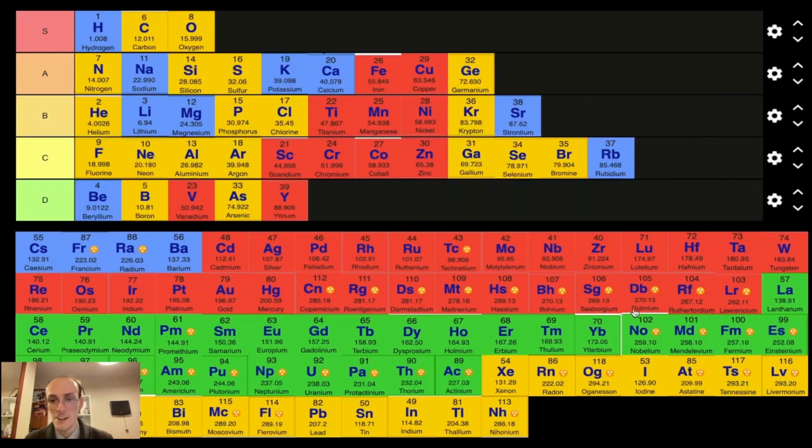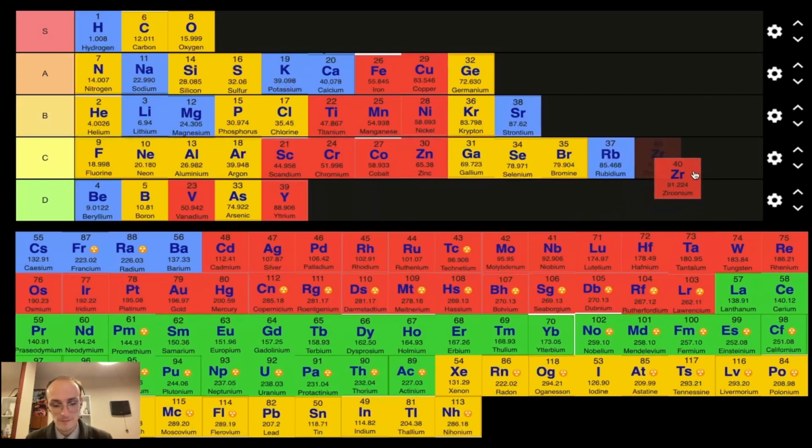Next up is zirconium, number 40. Zirconium dioxide is a common diamond substitute. And, you know, diamond is made out of carbon. Carbon is up here. It's an S tier. Does this mean zirconium is going in the S tier just for that? Absolutely not. Of course not. It's a transition metal. It can never get up that high.